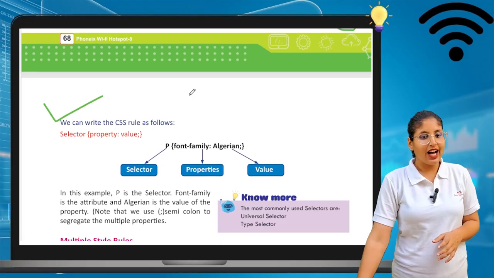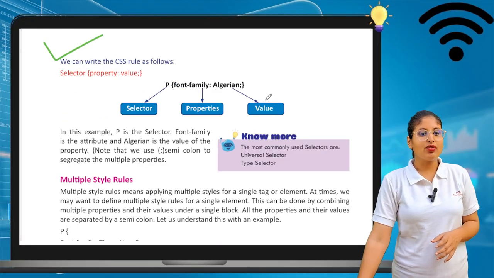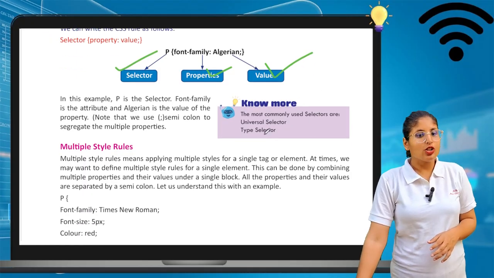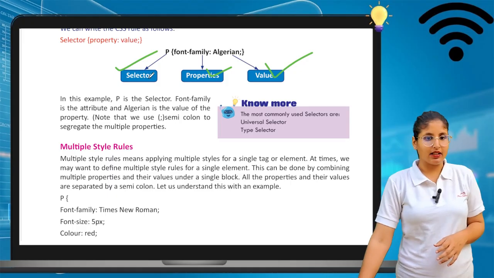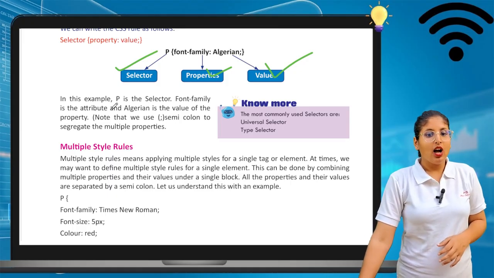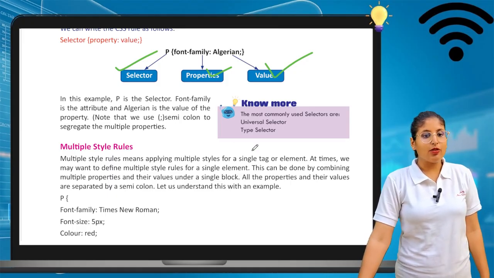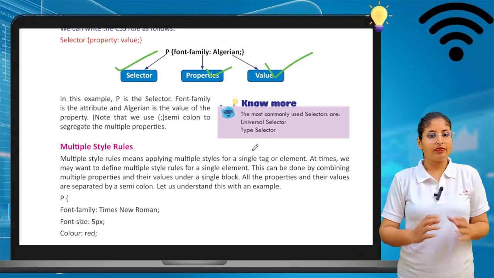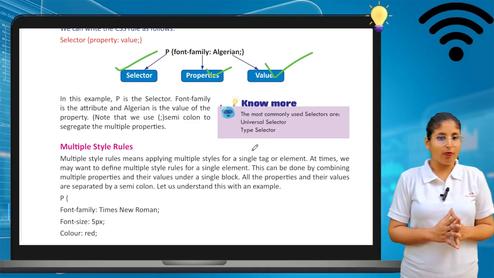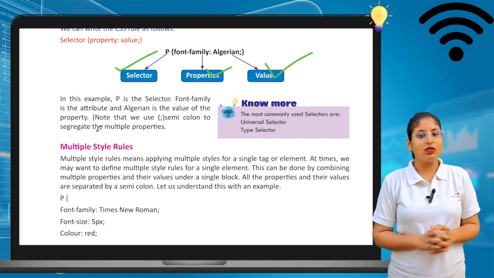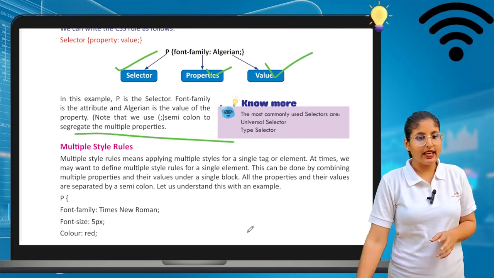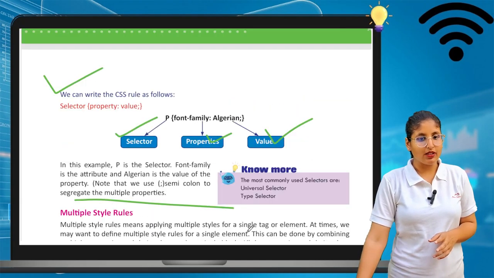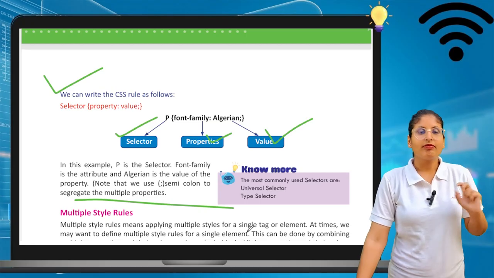Now we will see how we can write a CSS rule in the following. See, this is the selector, this is the property, this is the value. In this example, P is a selector. Font family is the property, and Algerian is the value of the property. Note that we can use a semicolon to separate multiple properties. So this is known as CSS.